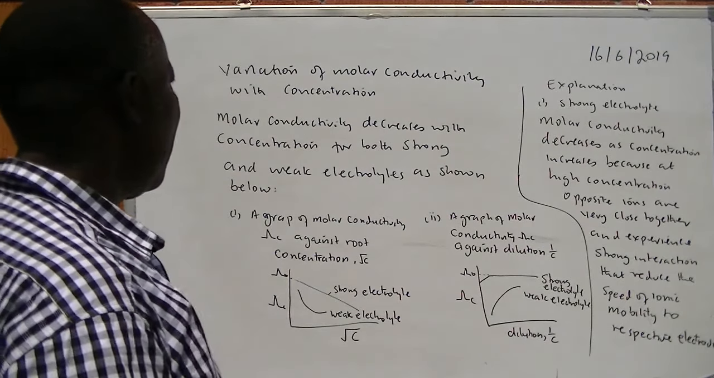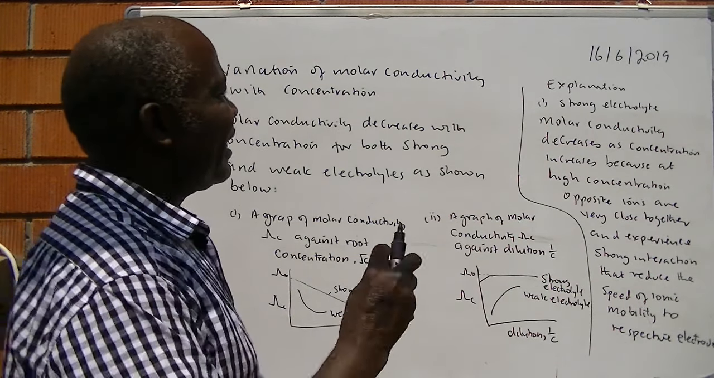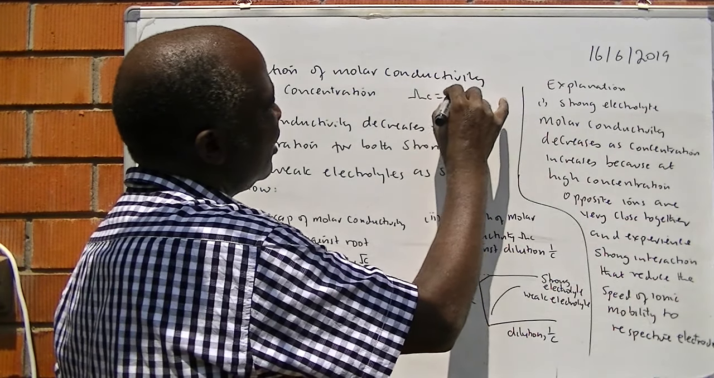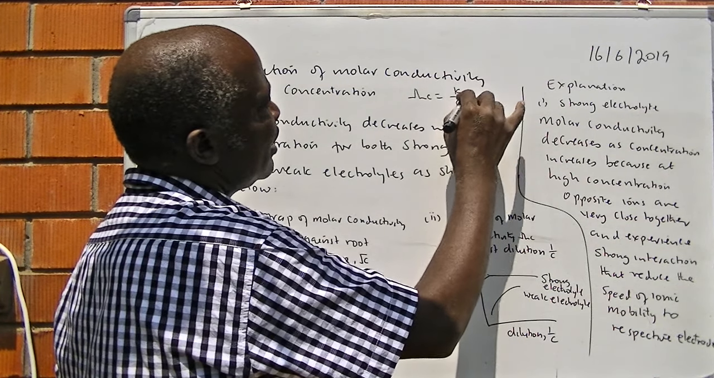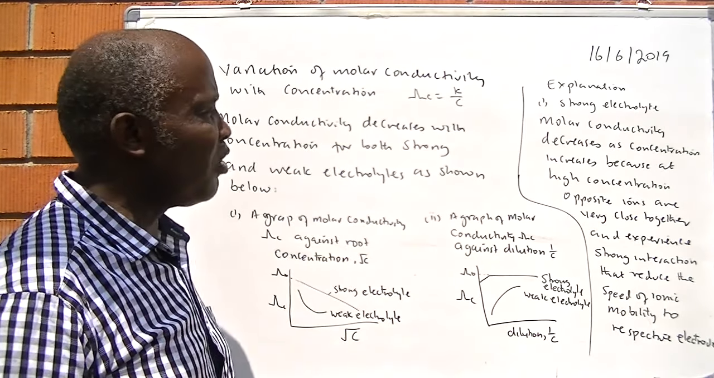Variation of molar conductivity with concentration. We would have expected that every time we calculate molar conductivity, which is equal to K over C, it would give you the same value, whatever the concentration of the ions is.